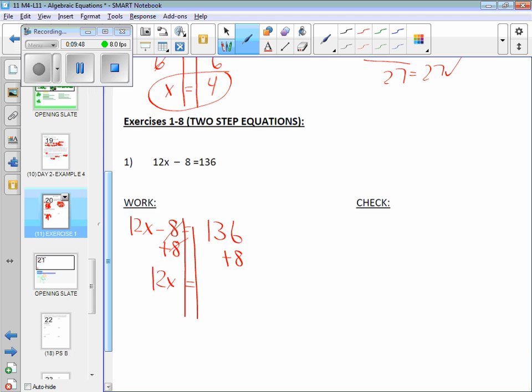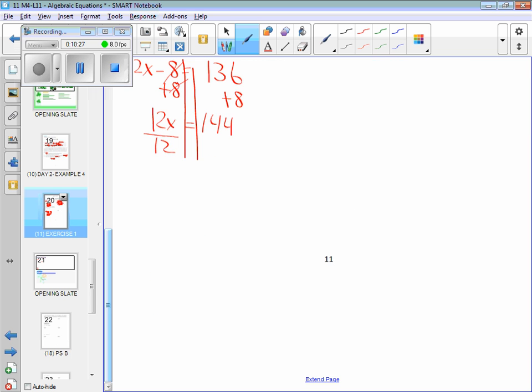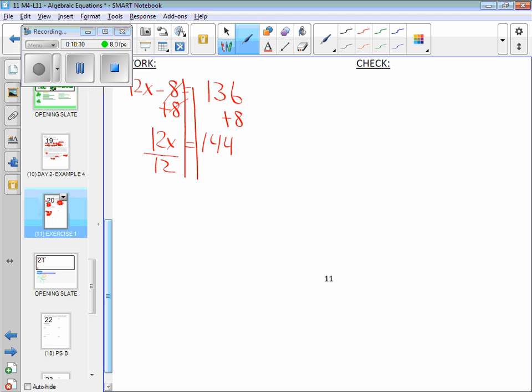Try it again. Third time's the charm. Now what? What do I do next? 12x, so 12x divided by 12. Correct. Divide by 12. Now what?